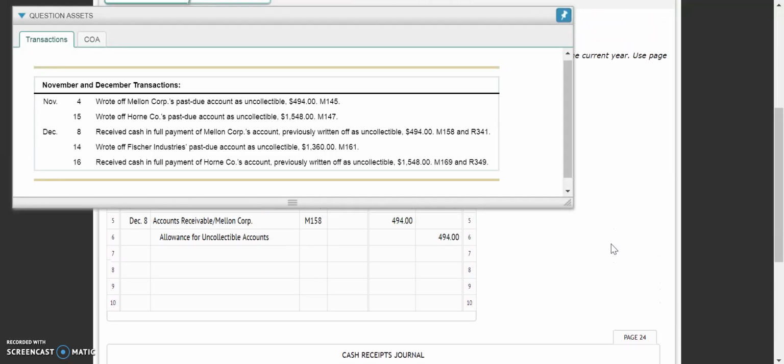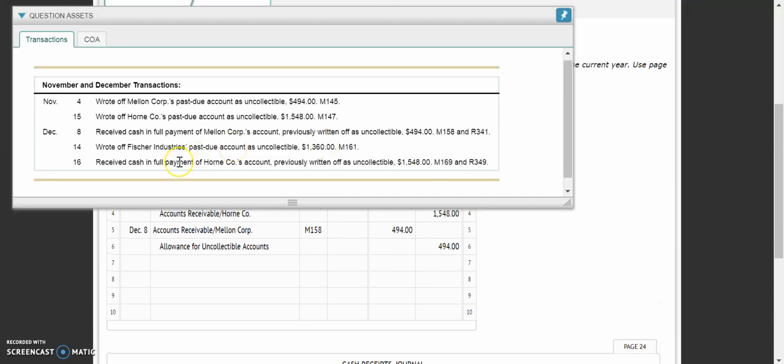Then we go back up. It says December 14th, we wrote off Fisher Industries past due account as uncollectible, $1,360. Just remember, we hope we never have to write off accounts, but if we do, it's usually past that 90-day mark. So these people have not paid us for 90 days or 3 months' time. At that point, it's time for us to think seriously about whether or not we're going to get that money. Because we're still in December, we can just do the 14th.